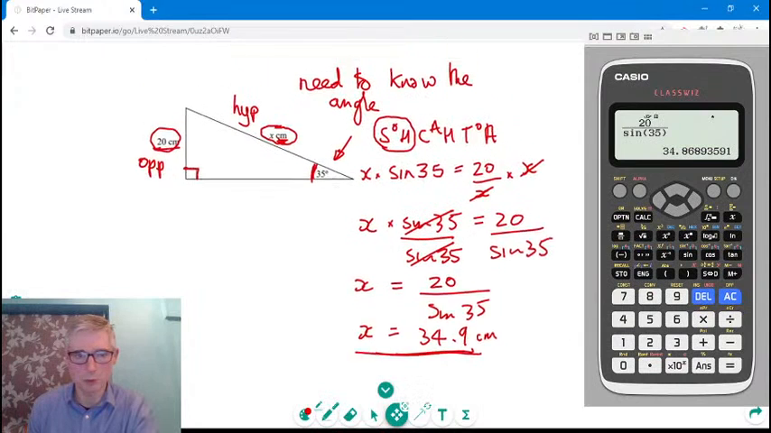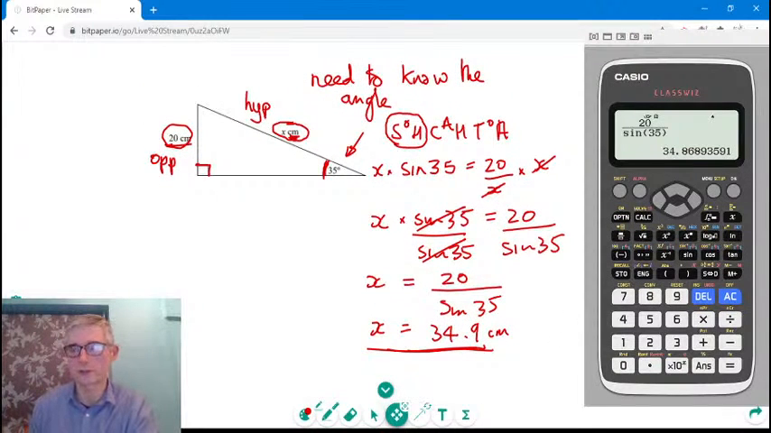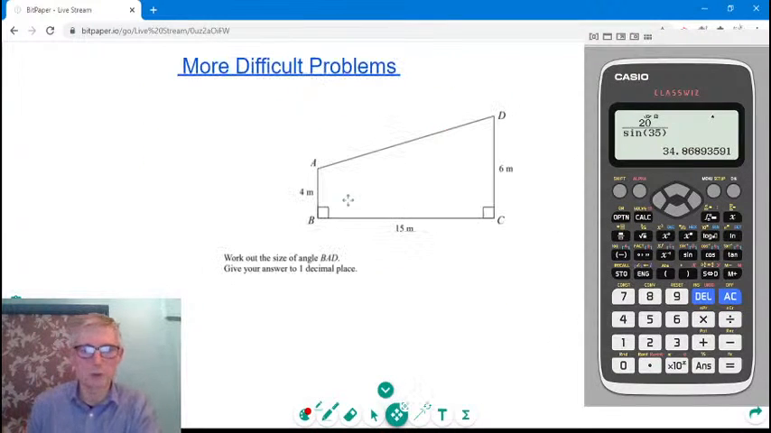So did I copy any more? I think what I've got next is, we can actually do this now with more difficult problems. It's not always obvious that we've got a right angled triangle in all this, but I thought I'd look at what might be an exam problem, a slightly more difficult one. What we've got to do is work out the size of angle BAD and give the answer to 1 decimal place, as it says there.